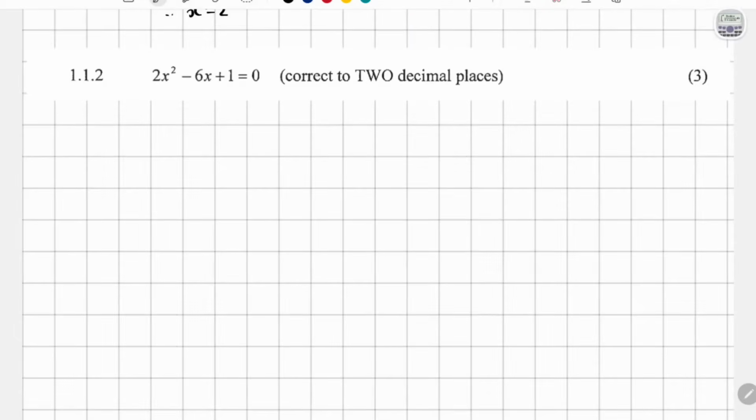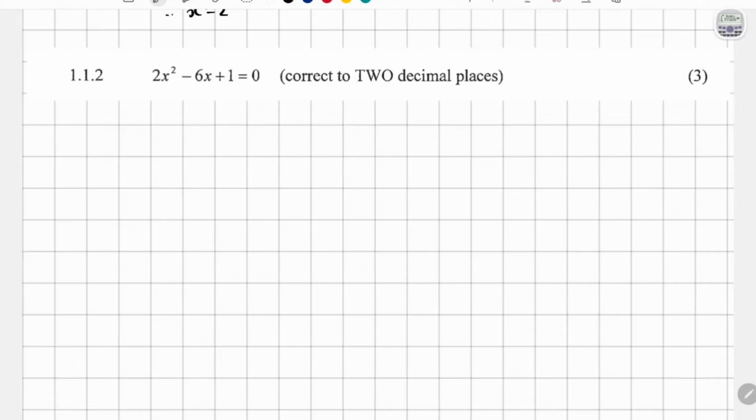Then the next question, 1.1.2, as you can see, we have another trinomial, but they tell us we need to correct to two decimal places. So that means you have to use the quadratic formula, because anything that has decimals, then you know that you don't have factors that are integers. With this one, they've already put it in standard form, which is great. So you have on the right-hand side a 0.